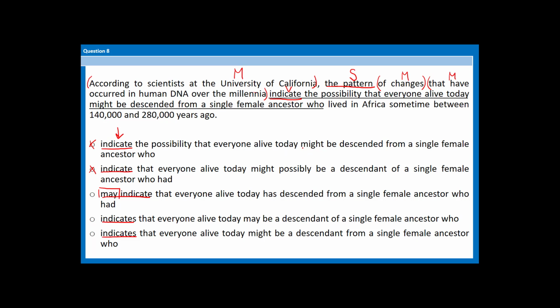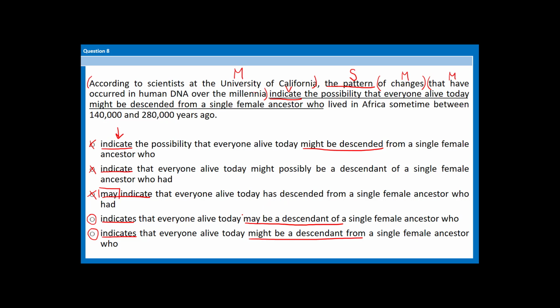You want may be or might be descended, not may indicate. Well, another thing is, you can eliminate this one. Between the last two, there are some important differences. The first one is "may be a descendant of" versus "might be a descendant from." And this becomes an idiomatic issue.